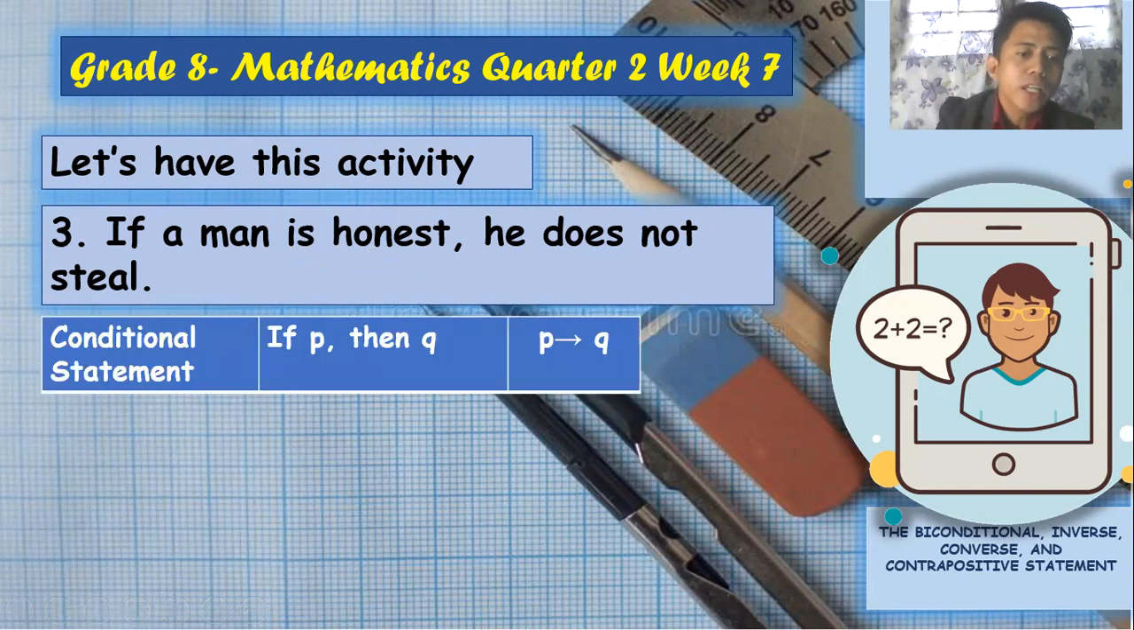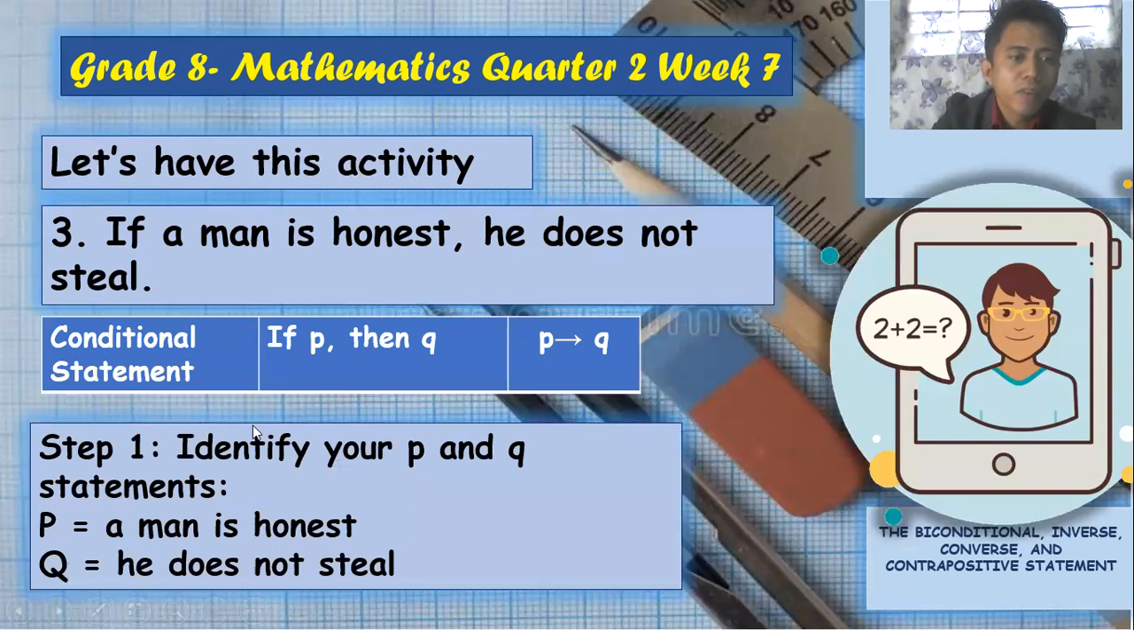So after identifying the conditional statement, if P, then Q. Okay, let's identify first the P and Q statements. So our P is if a man is honest.